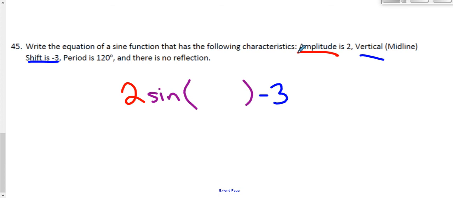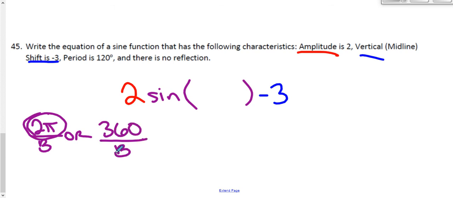And it said the period is 120 degrees. Notice it gives us our period in degrees. So you are more than welcome to convert those degrees to radians. Remember, to convert to radians, we multiply by pi over 180. Or we can use the alternate version of the period formula. Remember, I said that the period is either 2 pi over b, or if we're not measuring in radians, we would measure 2 pi on the unit circle with 360 degrees. And that also is a totally acceptable way to calculate the period if I'm measuring in degrees instead.